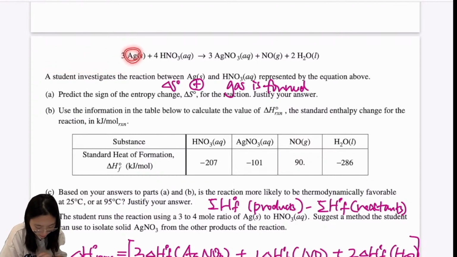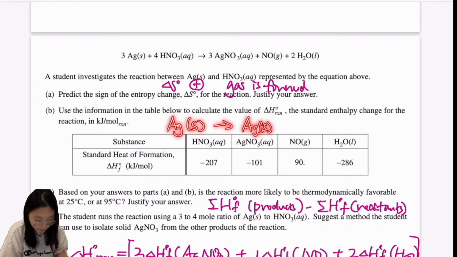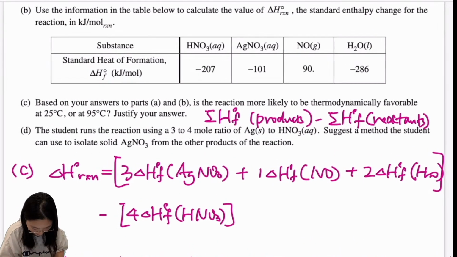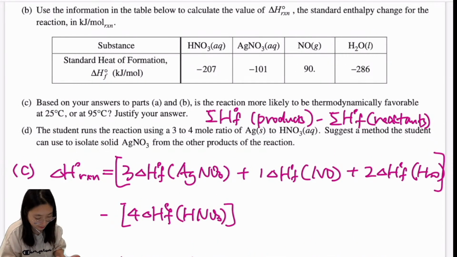When we calculate the standard heat of formation, we write the formation reaction chemical equation, and for silver, it's from the pure element silver to silver, so there's no change. It's already in its pure element form. I'm not going to go through the calculation part. You can just use the calculator. For now, let's go over all the concepts.